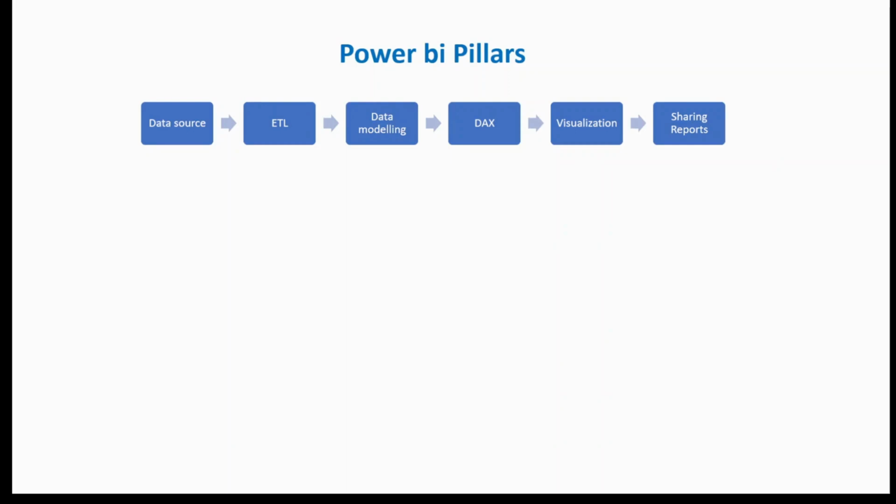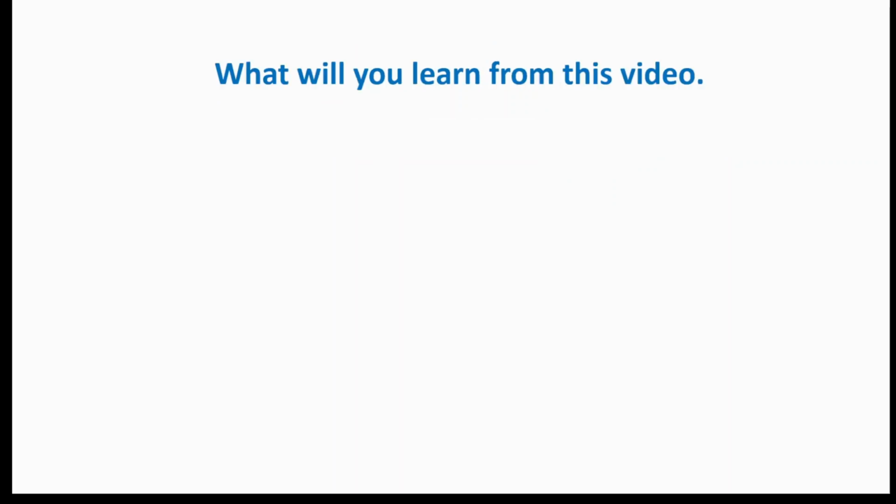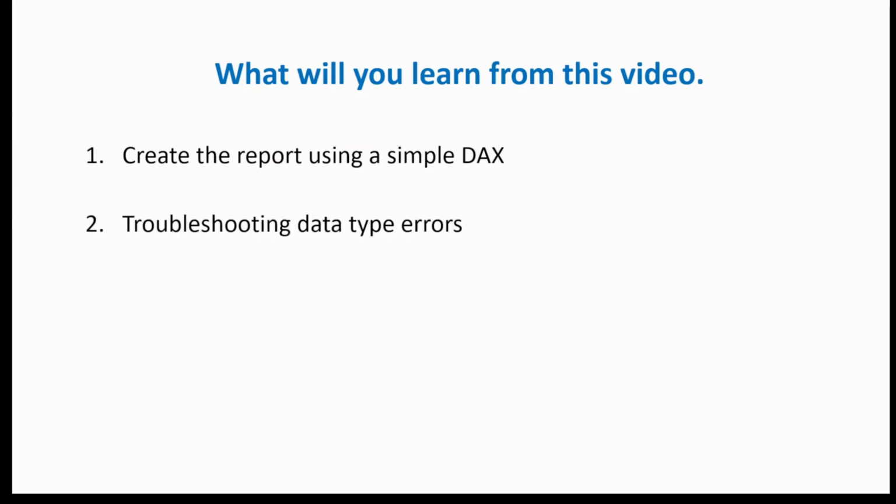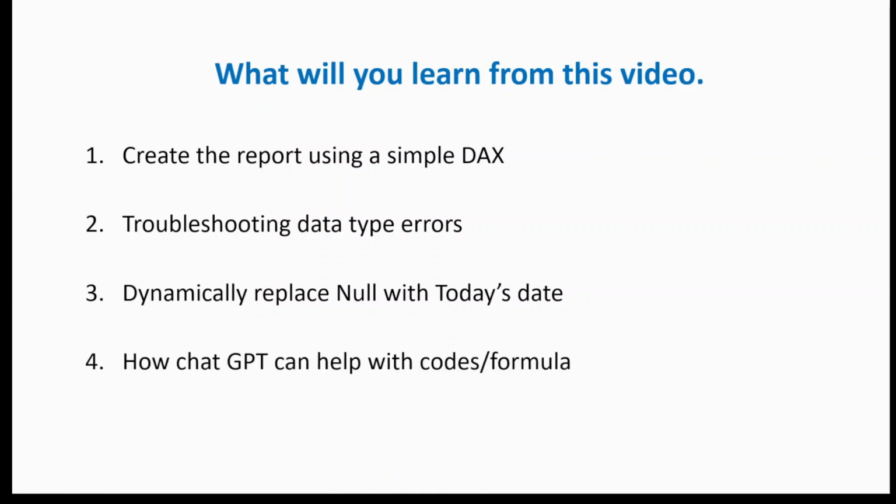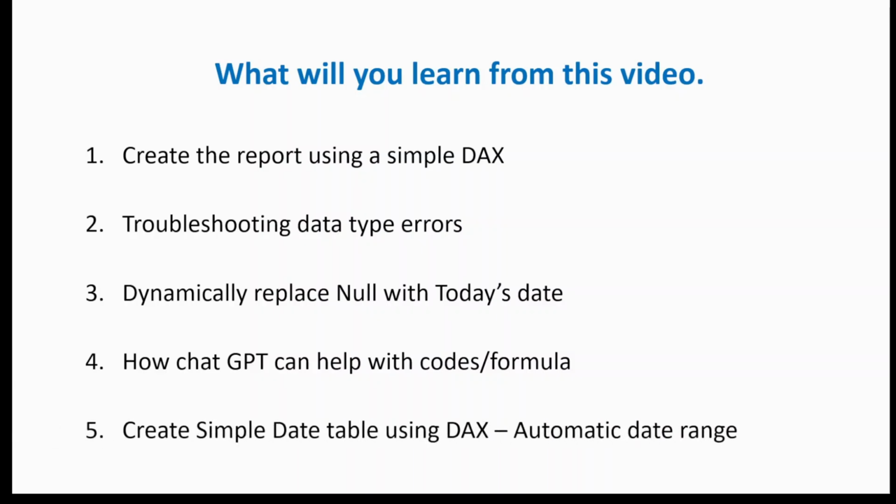These are the pillars of Power BI, so it's very important to understand that this video is going to cover predominantly that particular DAX. We'll look at a DAX formula and how it's going to help us. Apart from the DAX, we'll learn a few other things: how to troubleshoot if you find a data type error, how to replace null values with today's date dynamically, how ChatGPT can help with the formulas, and how to create a very simple date table that will automatically expand depending upon the minimum and the maximum date.